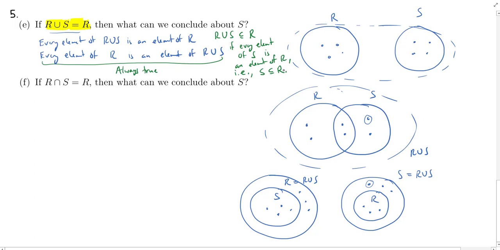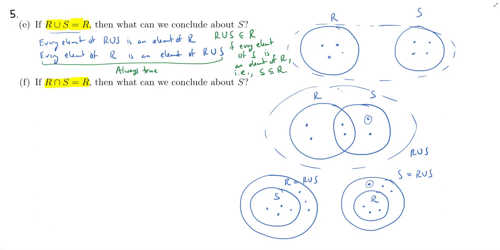All right, so whenever you have two sets and you take their union and you get back one of the original sets, the other set must be a subset of the original set. Okay, so in this case, S has to be contained in R. Okay, well, what about the intersection, right? This is basically the same property now, except I'm saying intersection instead of union.